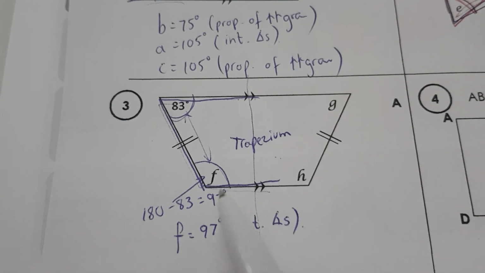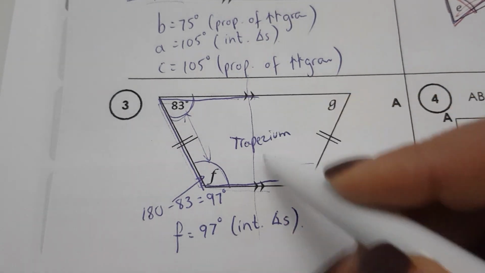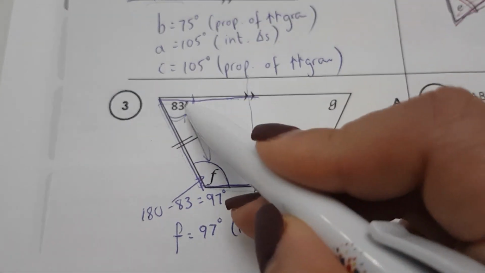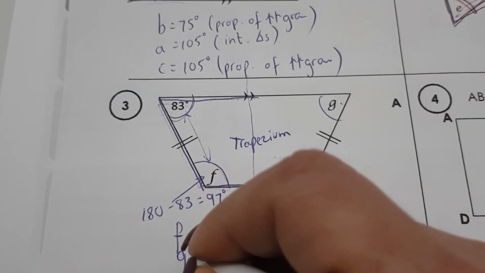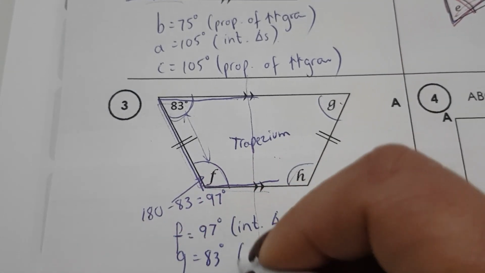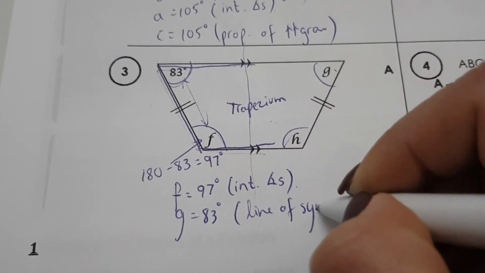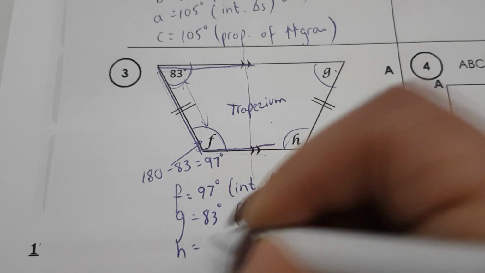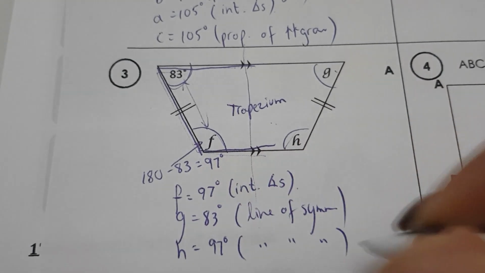Now F is the same as H because we have one line of symmetry, and G is equal to 83. So G is equal to 83 because there's one line of symmetry, and H is 97 degrees because there's a line of symmetry as well.